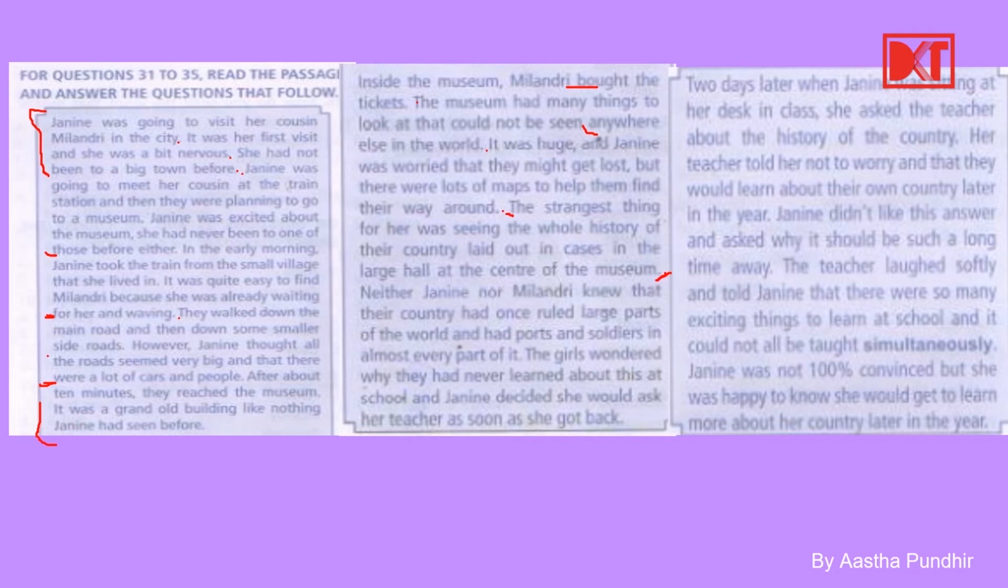Then neither Janine nor Melandri knew that their country had once ruled large parts of the world and had ports and soldiers in almost every part of it. The girls wondered why they had never learned about this at school, and Janine decided she would ask her teacher as soon as she got back.